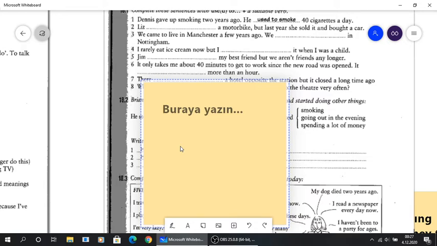Liz used to. Which one can we say? Can you say? Liz used to have or ride, we can say, it doesn't matter. We came to live in Manchester a few years ago. We blah blah blah in Nottingham. Which one do we use? Yes, for 3 we can say that used to live.